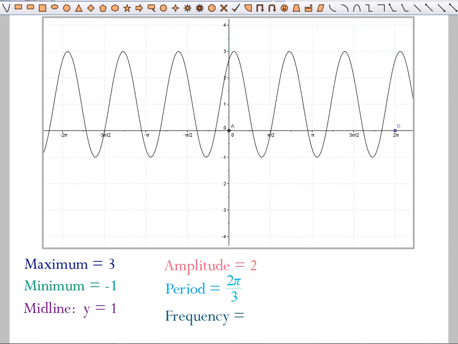Next, let's talk about frequency. Remember, frequency is going to be the reciprocal of the period. So if I turn that fraction upside down, I get 3 over 2 pi. That means that I have 3 full cycles for every 2 pi radians.